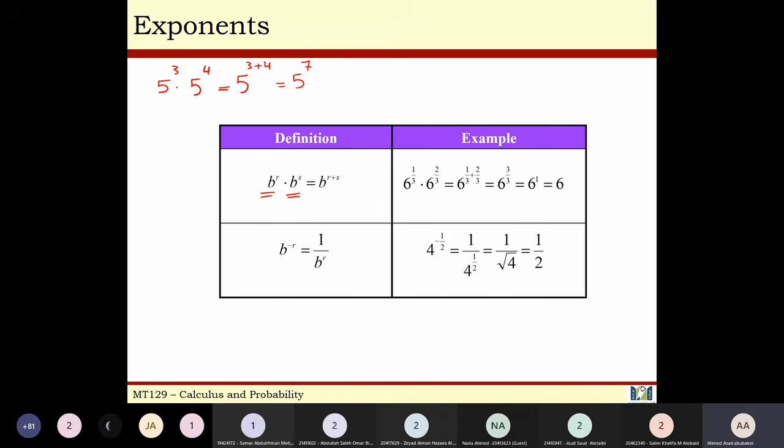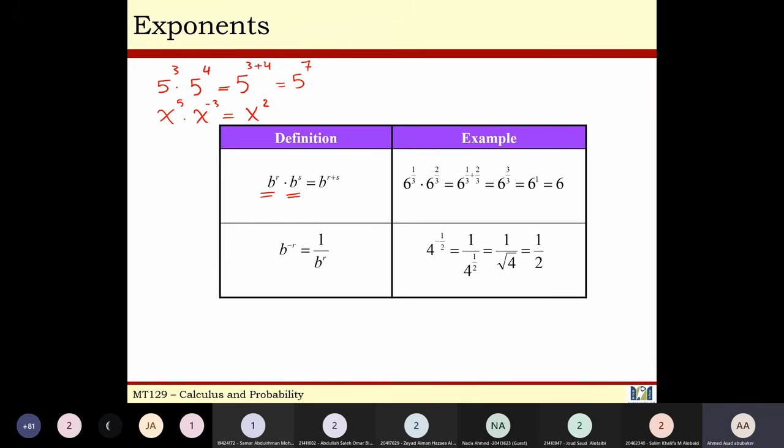Okay. Now, if we have x, for example, to the power 5 multiplied by x to the power -3, this equals what? Add 5 plus -3, so we have x to the power what? x squared. Okay.